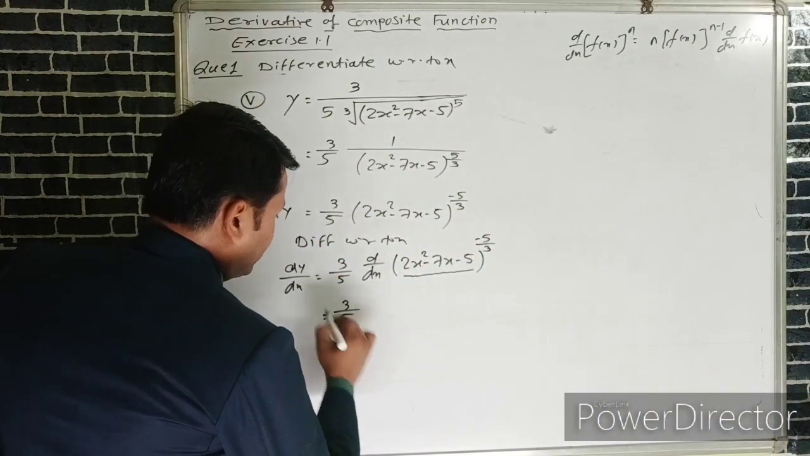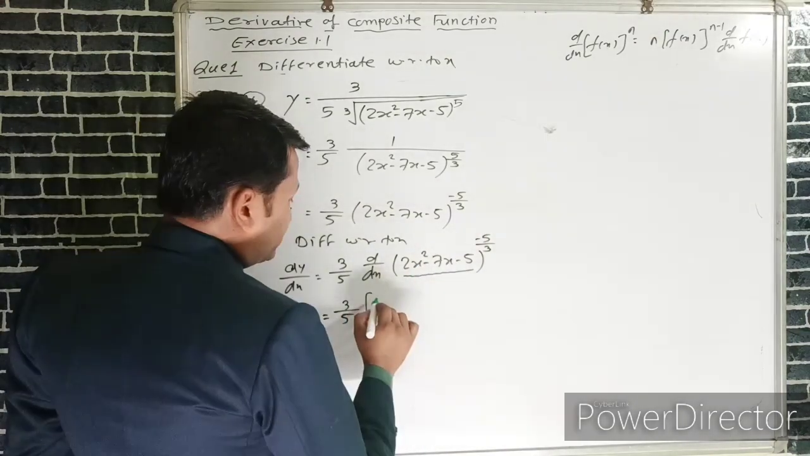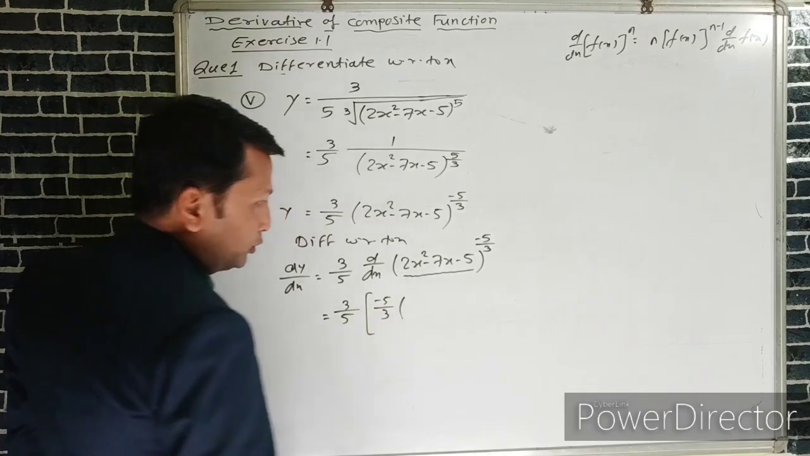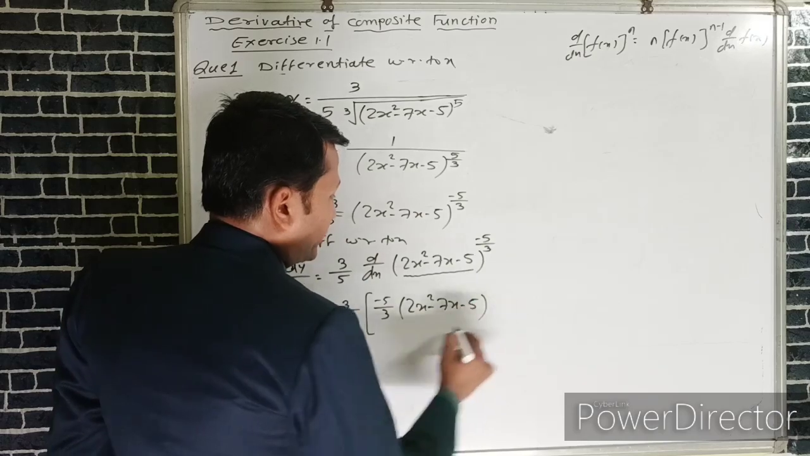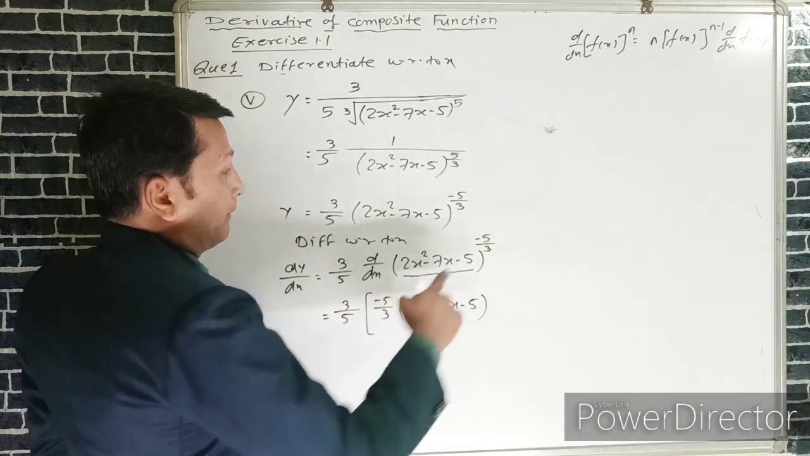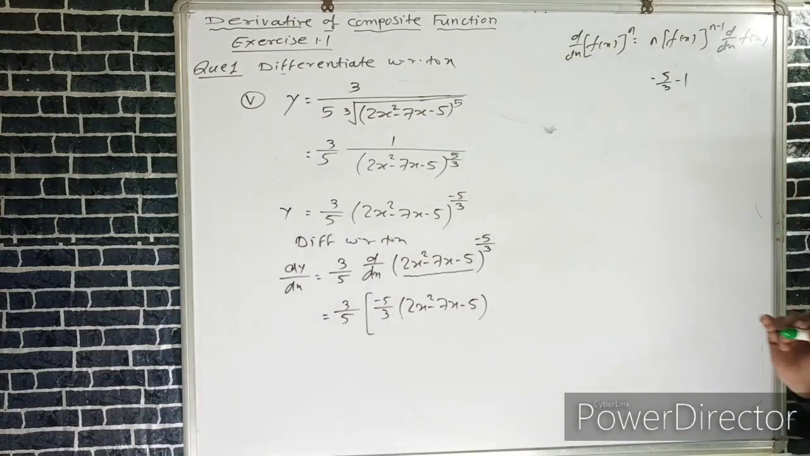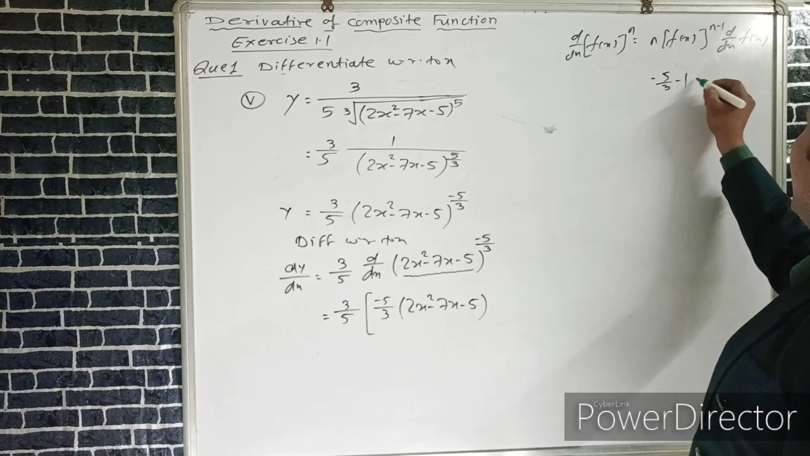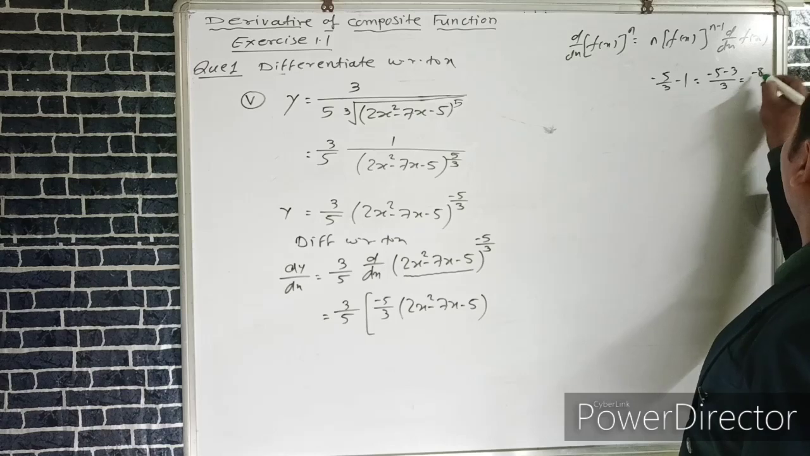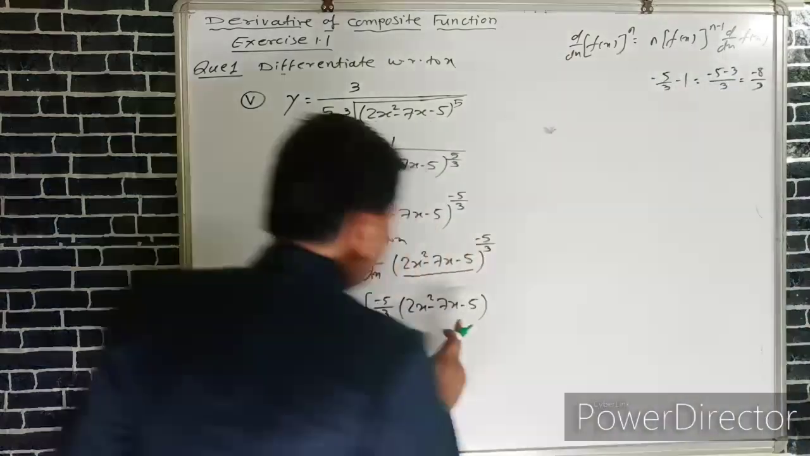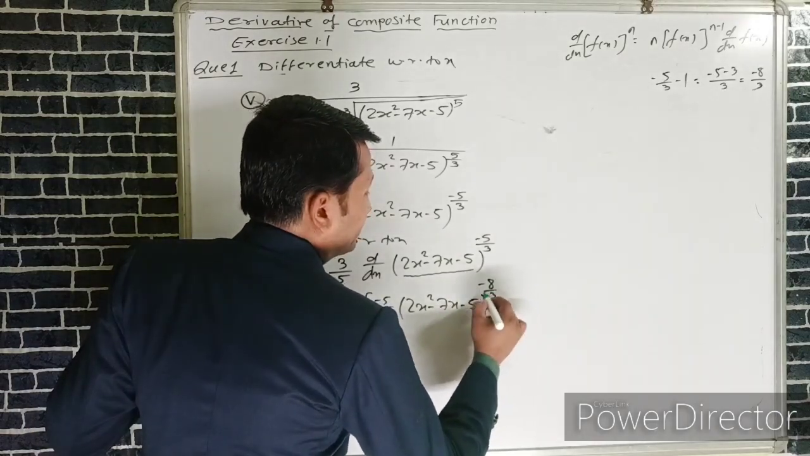Thus we can write 3 by 5 into n, which means −5/3, into (2x² − 7x − 5) whole raised to the power n − 1, which means −5/3 − 1. After taking the cross product, (−5 − 3) upon 3 is equal to −8/3. Hence the power −5/3 − 1 is −8/3.